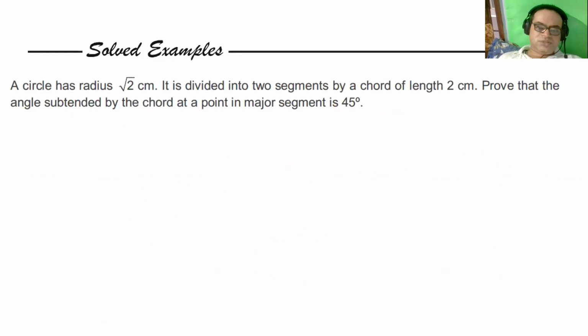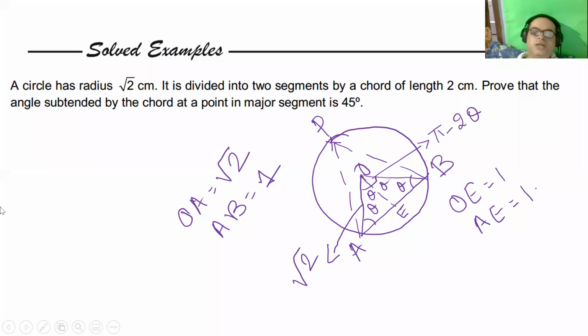Chalo. The next question is this one: a circle has a radius of √2 centimeter. It is divided into two segments by a chord of length 2 centimeter. Prove that the angle subtended by the chord at any point on the major segment is 45 degrees. Just take the screenshot of this question. I will just pause the screen.